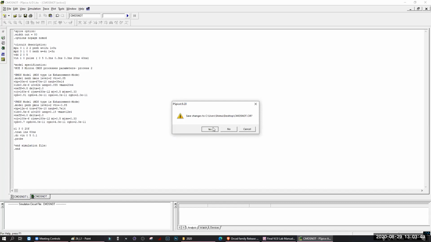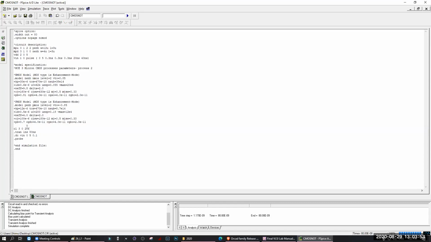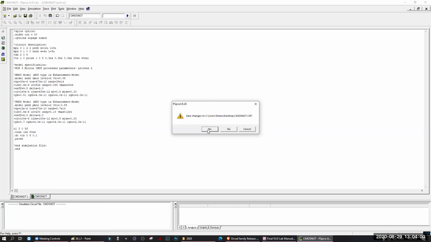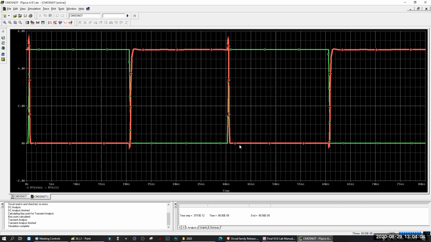This is the reason. Let's make it 20. Now you will see more smooth. Okay, let's make it even smaller. Make it 5. See, the graph is more smooth because the capacitor is smaller. It takes less time to charge, less time to discharge, right?